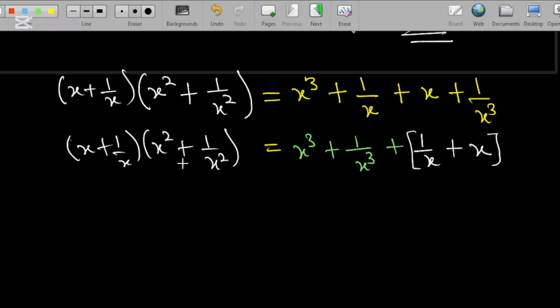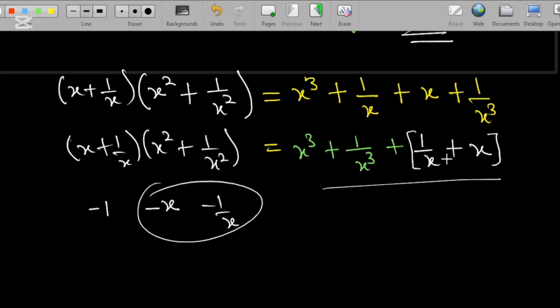Remember that this one that is already here gave me the whole of this now. So I now need to add an extra thing here that by the time these two things multiply, it will be able to cancel this. Now, and what is that? You can see that if I multiply this bracket by minus 1, x times minus 1 will give me minus x. And the 1 over x times minus 1 will give me minus 1 over x. And these two things will cancel out this. And that's exactly what I needed.